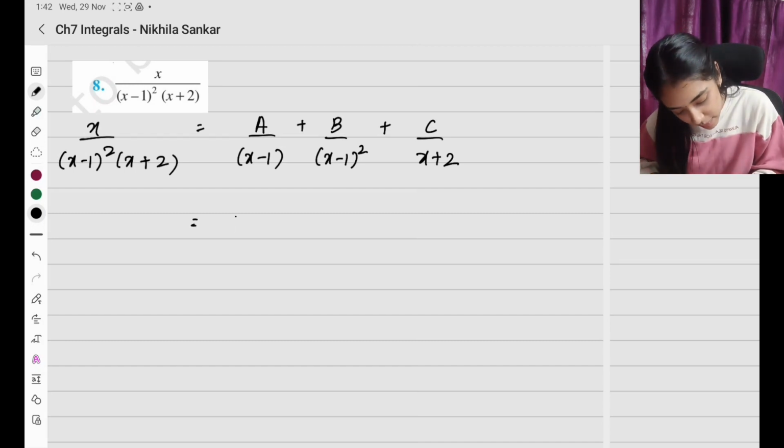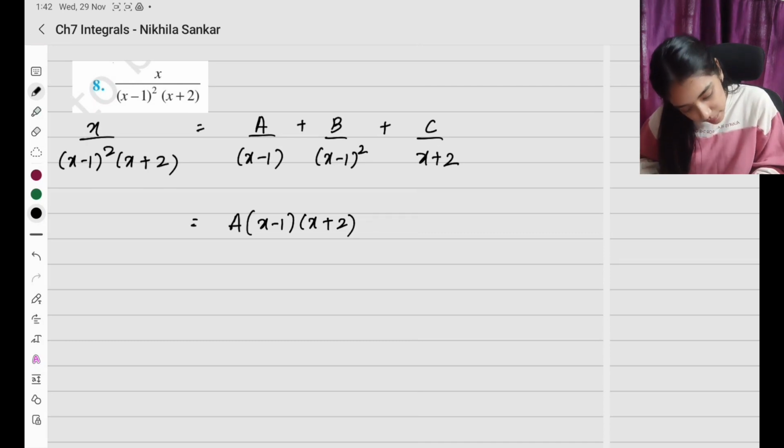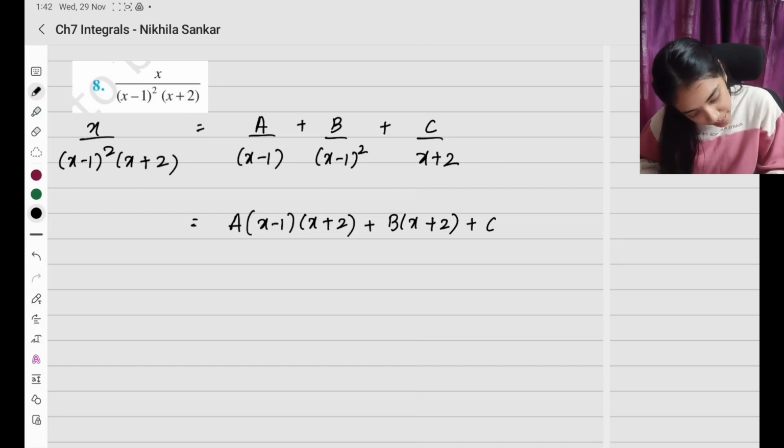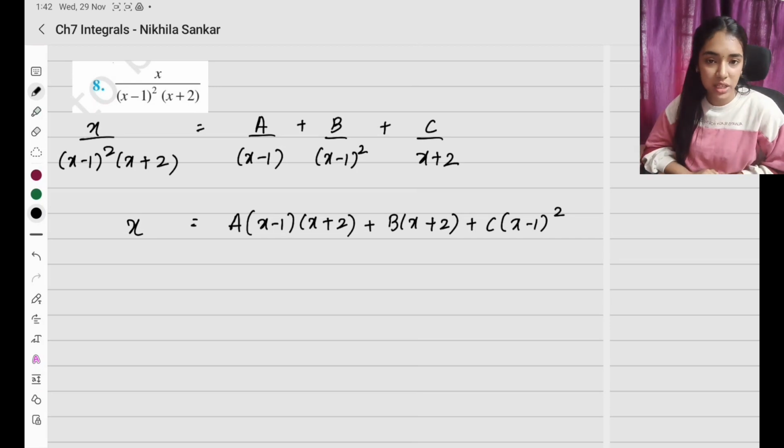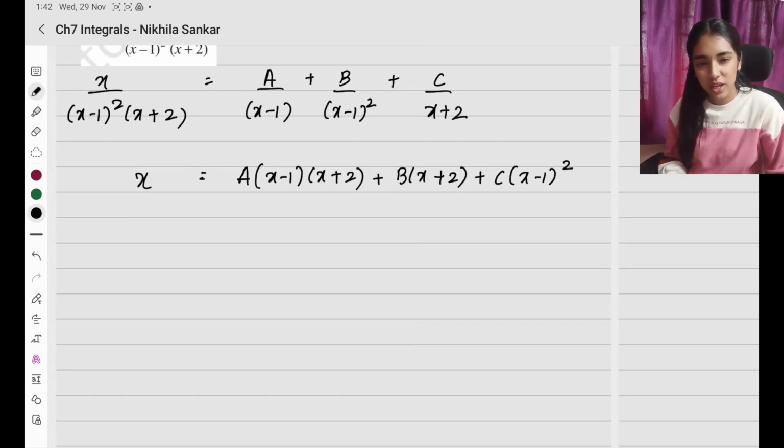Okay, now shall we take the LCM? So what do we need? a times x minus 1 square x plus 2 is the LCM. So what is missing? An x minus 1 x plus 2 is missing, plus b times x plus 2 is missing, plus c times x minus 1 the whole square is missing. The denominators are same. I am going to equate the numerator. At this point I started writing directly, but do write each and every step in your exam.